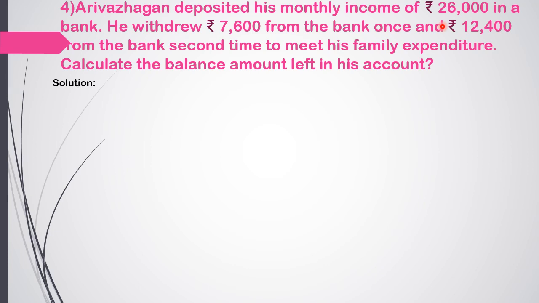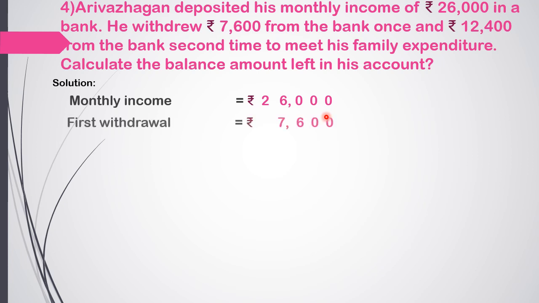So, solution. The monthly income of Arivalagan is equal to rupees 26,000. Then the first withdrawal is equal to rupees 7,600. Write them according to their place values. Now we are going to find out the balance amount. So, balance after first withdrawal.